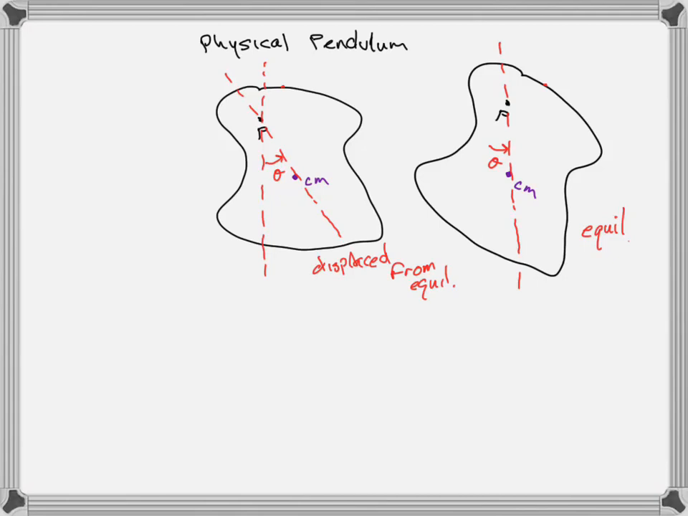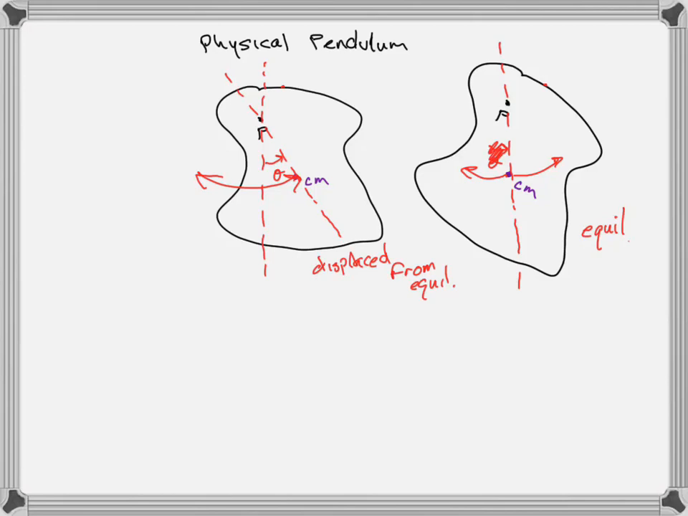And then on the left, we have displaced it from equilibrium, and we're going to let it go so that it swings back and forth about that equilibrium position. Oops, this angle wasn't supposed to be here. It's going to swing back and forth about the equilibrium position. Okay, so this is our physical pendulum. Let's go ahead and analyze this physical pendulum.